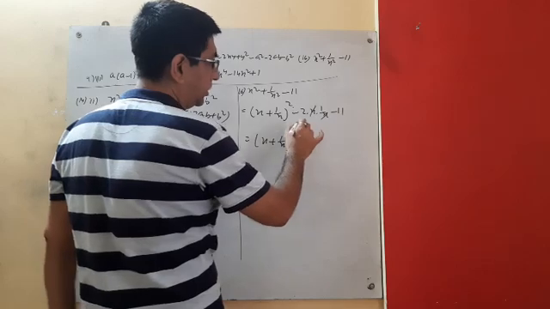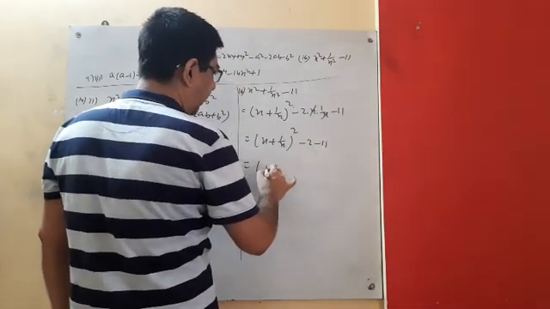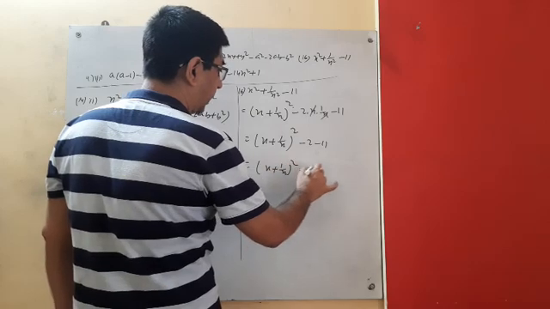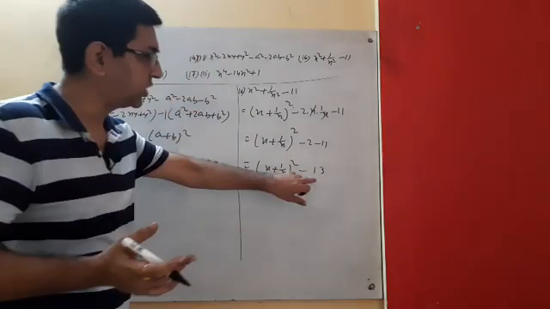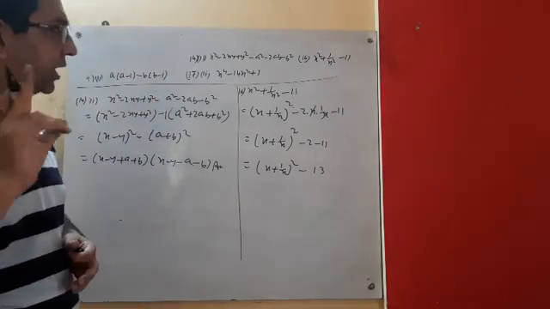See, this is a very important sum. This is minus 2 minus 11. So what we are getting? X plus 1 by x whole square minus 13. So we cannot do this one because 13 is not a perfect square. Is there any other way, sir? Yes, there is another way.